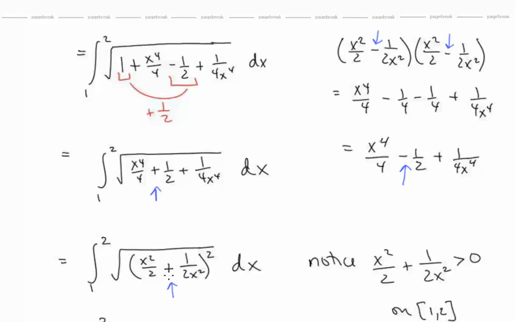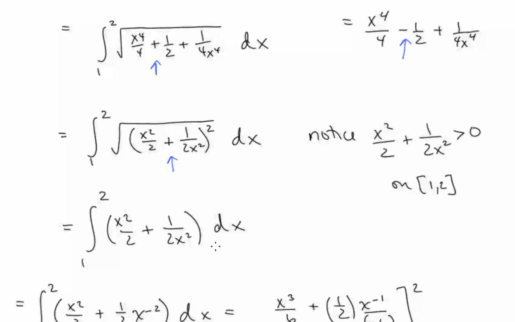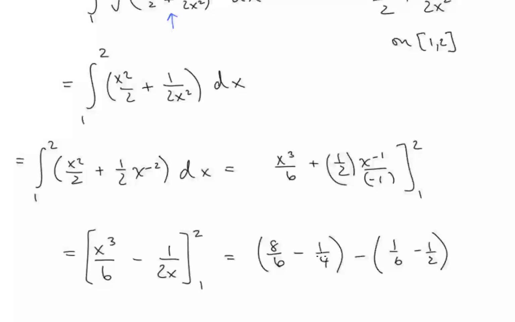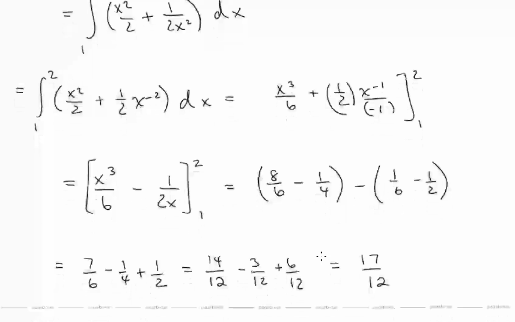So we can factor this here, and now notice that x squared over 2 plus 1 over 2x squared is always going to be greater than 0. So we can cancel the radical and the square, and now we're here. And now we can integrate. So we have x squared over 2 plus 1/2 x to the negative 2 that we're integrating. So we take the antiderivative, plug in our bounds, and subtract, and we get 17/12.